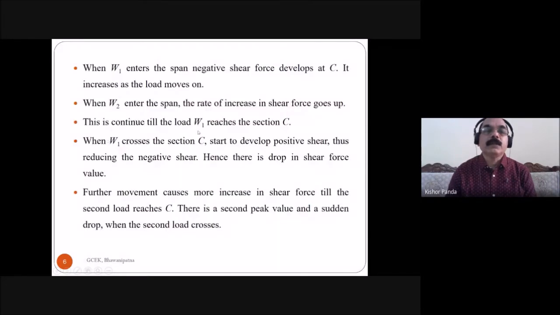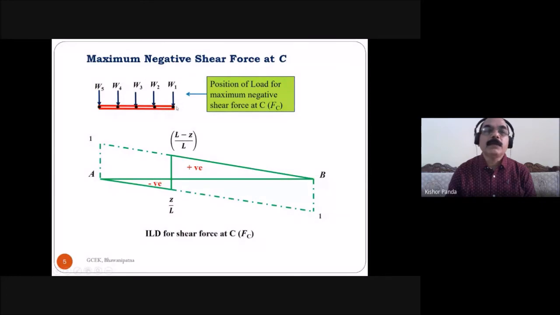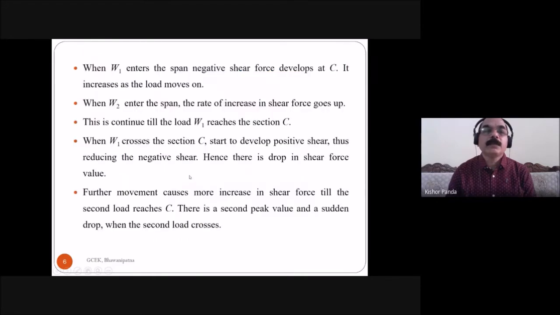This continues till the load W1 reaches the section C. When W1 crosses the section, it starts to develop positive shear. When the load just touches the section C, you will get the maximum negative shear force, and when it crosses the section C, the positive shear force will be developed on the right side of the section. When W1 crosses the section C, it starts to develop positive shear, reducing the negative shear.